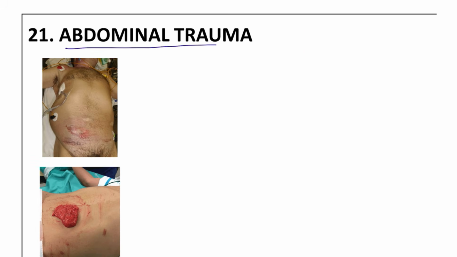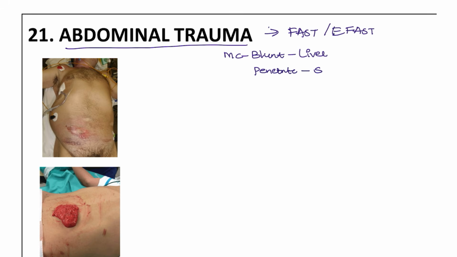Next, you have the abdominal trauma. Whenever there is abdominal trauma, our first line of investigation is the FAST or E-FAST. Okay, that is how we are going to proceed. In abdominal trauma, the most common is blunt trauma. If it is a blunt trauma, it will involve the liver. If it is a penetrating trauma, it will involve the spleen. If it is a seat belt injury, it will involve the mesentery.